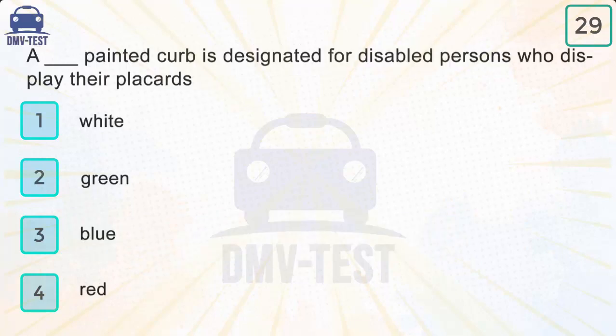A painted curb is designated for disabled persons who display their placards. White, green, blue, red.